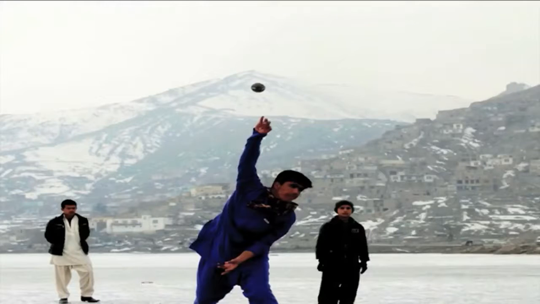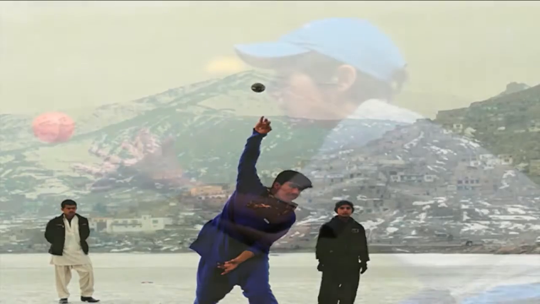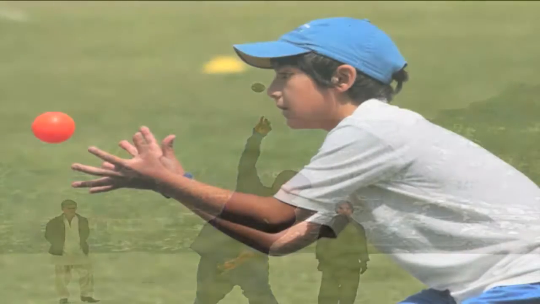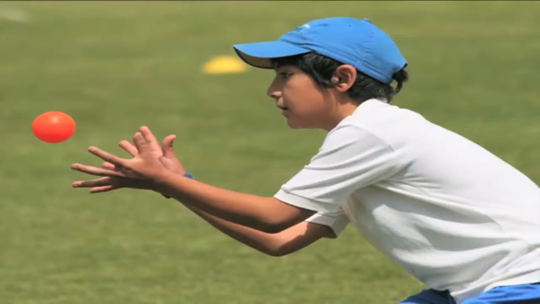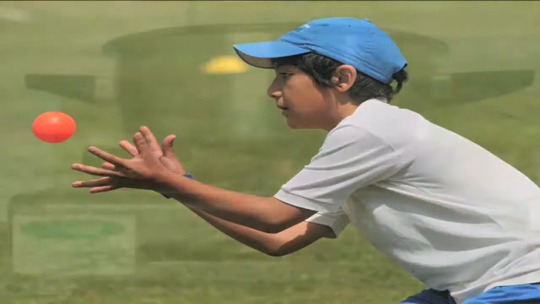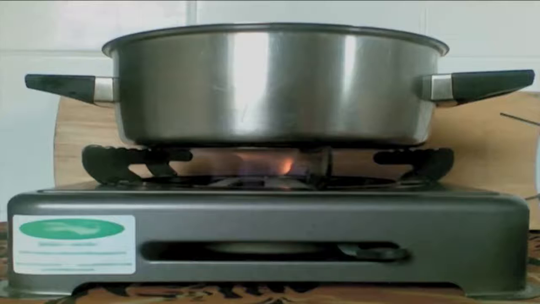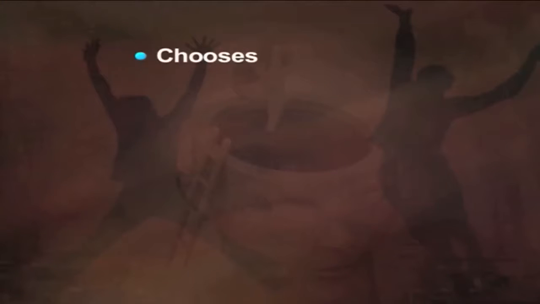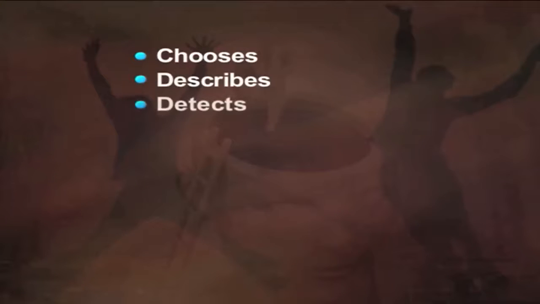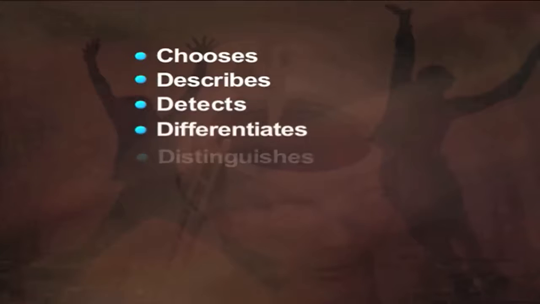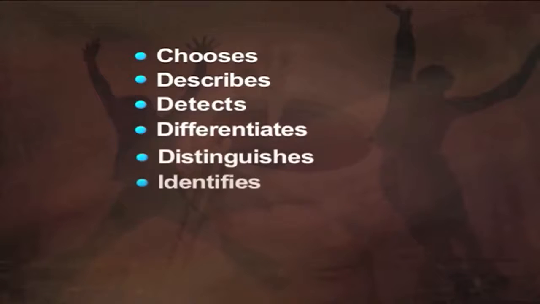He estimates where a ball will land after it is thrown and then moves to the correct location to catch the ball. Adjusts heat of stove to correct temperature by smell and taste of food. The key words that are used in framing the learning objectives related to perception will have words like chooses, describes, detects, differentiates, distinguishes, identifies, relates and selects.